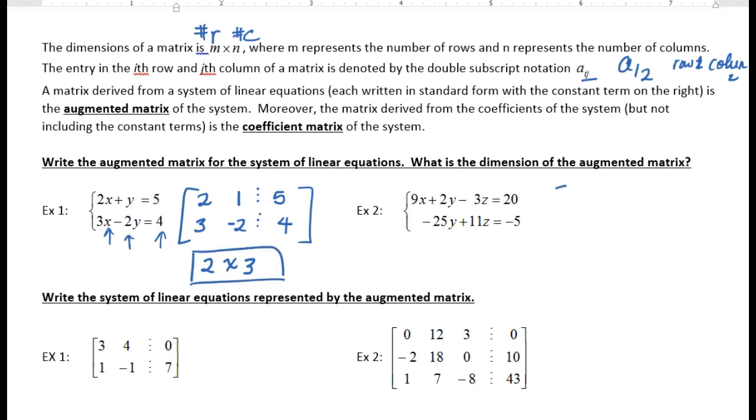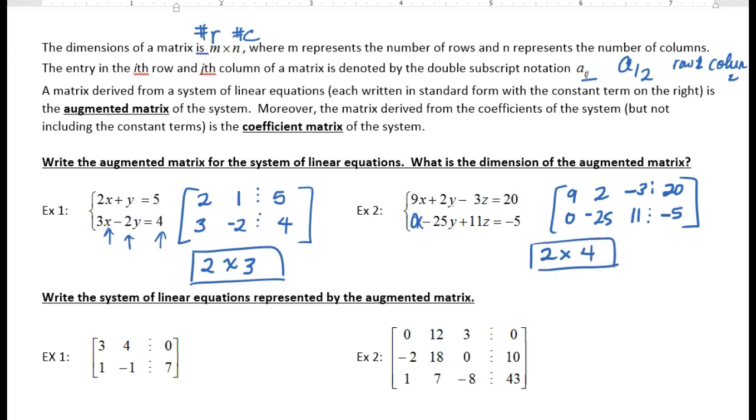Example 2, let's do this again. Double check that your systems are lined up, your x's are stacked. There's just 0x here, so don't let that mess you up. You have your y's together, z's together, and constants together. So I put 9, 0, 2, -25, -3, 11, 20, and -5. I put my little dots in there. Okay, now what are my dimensions? Well, I have 2 rows by how many columns? 4 columns. There it is. That's how you find dimensions.